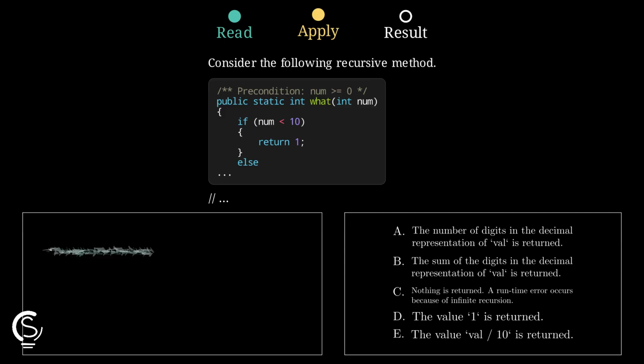Next, for larger numbers, the method uses integer division to chop off the last digit. It then adds 1 to the result of the next recursive call to keep the count.